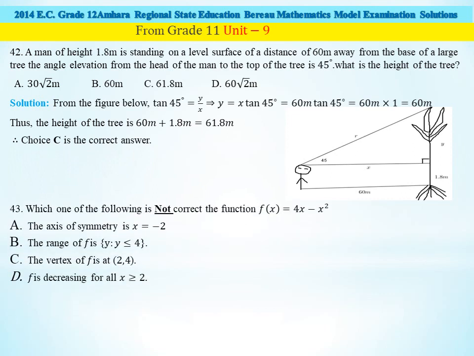Question number 43. Which one of the following is not correct? The function f of x equal to 4x minus x square. Which one of the following is not correct?